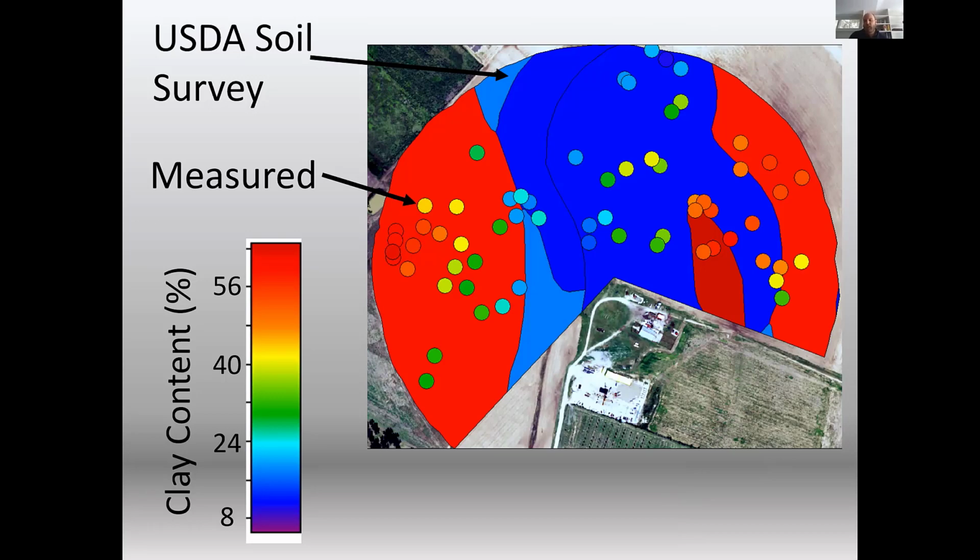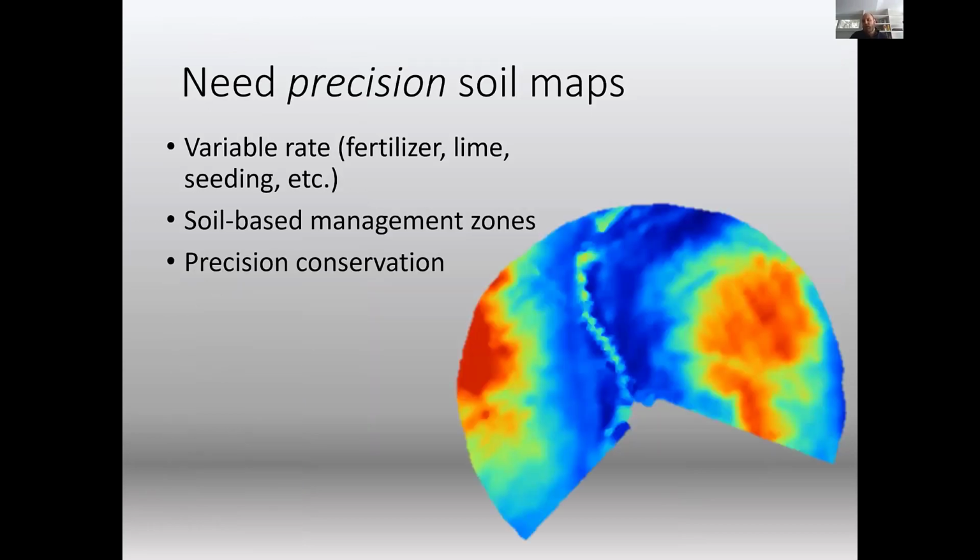So this leads to the problem of, if we need to use precision soil maps for things like variable rate applications of fertilizers or lime, maybe soil-based management zones for precision agriculture, or adopting things that some of my colleagues are calling precision conservation, where you're tying conservation practices to the underlying soil variation, we need useful soil data that is at the resolution or precision of those management strategies.